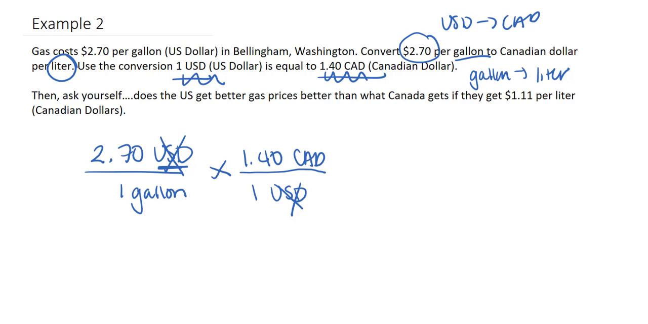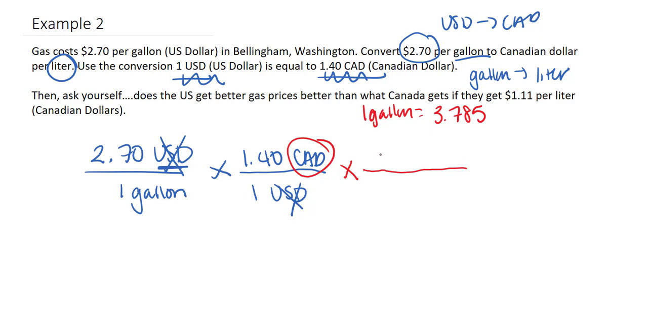And then we're left with Canadian dollars on the top, so that's all we have to do for that unit. Now we need to convert between gallons and liters. We know that 1 gallon is equal to 3.785 liters. Sometimes you'll see this rounded to 3.79 because they take it to the nearest hundredth rather than the nearest thousandth. Either way works, but we're going to go out a little further to make it a bit more accurate.